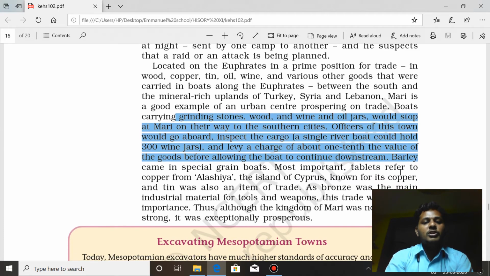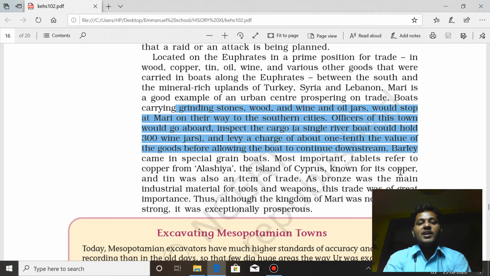They would go into the boat to inspect the cargo, whether a single river boat could hold more. They will check that there should be no more than 300 wine jars, and they have to levy a tax of one-tenth of the value of the goods that they are carrying. So thus Mari is becoming more and more rich because of this. It is kind of import and export duty that they are paying to these people.